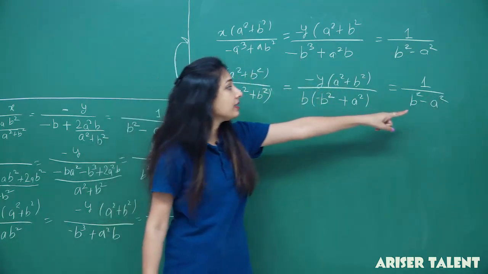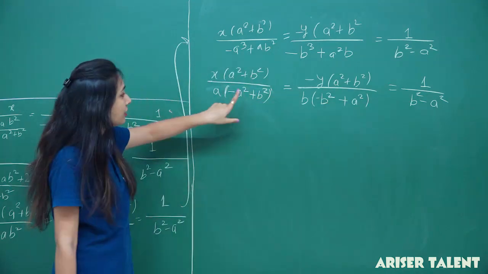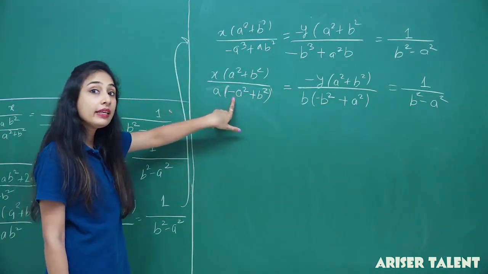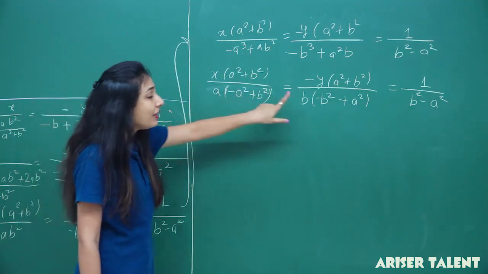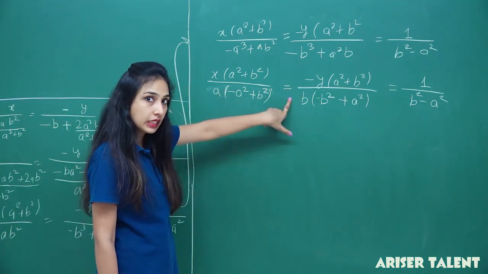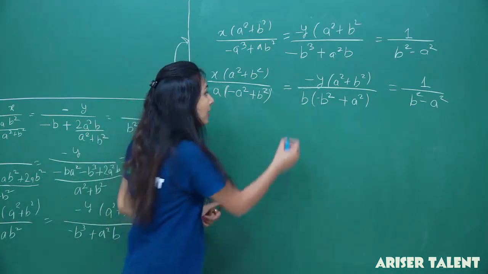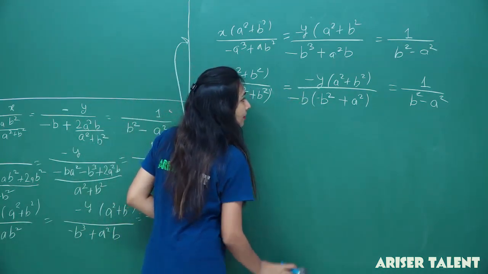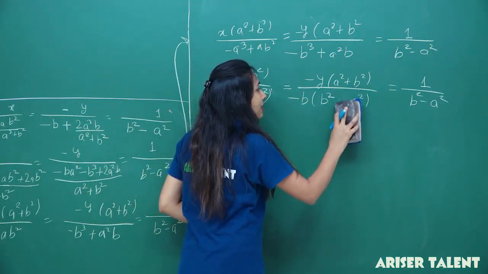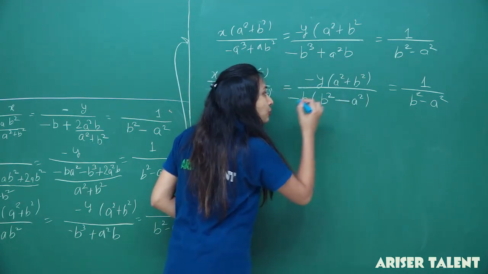Now b square minus a square here and b square minus a square here. Now if I will take this minus common here, this side, if I will take this minus common, so what will it become? Minus sign here, then that will be plus and that will be minus simply. Why I am doing this?